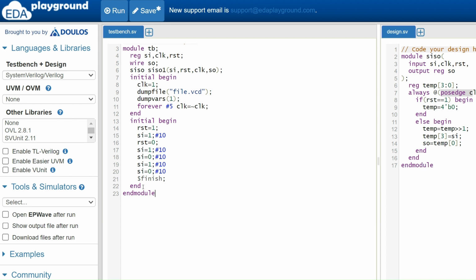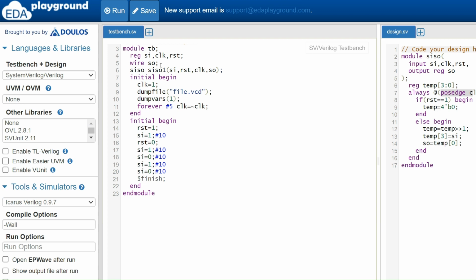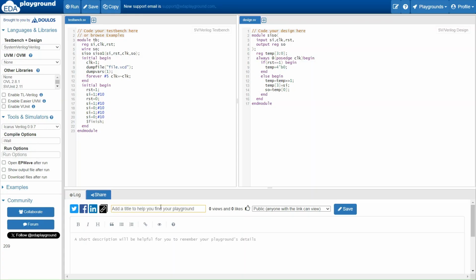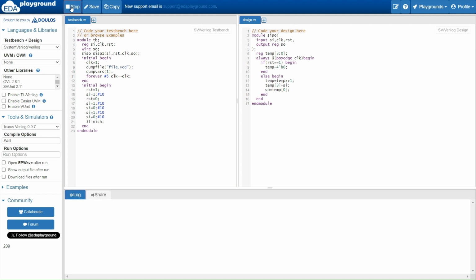So this is the test bench required to design our SISO, that is, the serial in serial out shift register. I am saving this file. Before that I will select the tools and the simulators. I will save this file and run it. Now I will give it the name SISO, which is the serial in serial out. Now I am saving this file and I will run this.